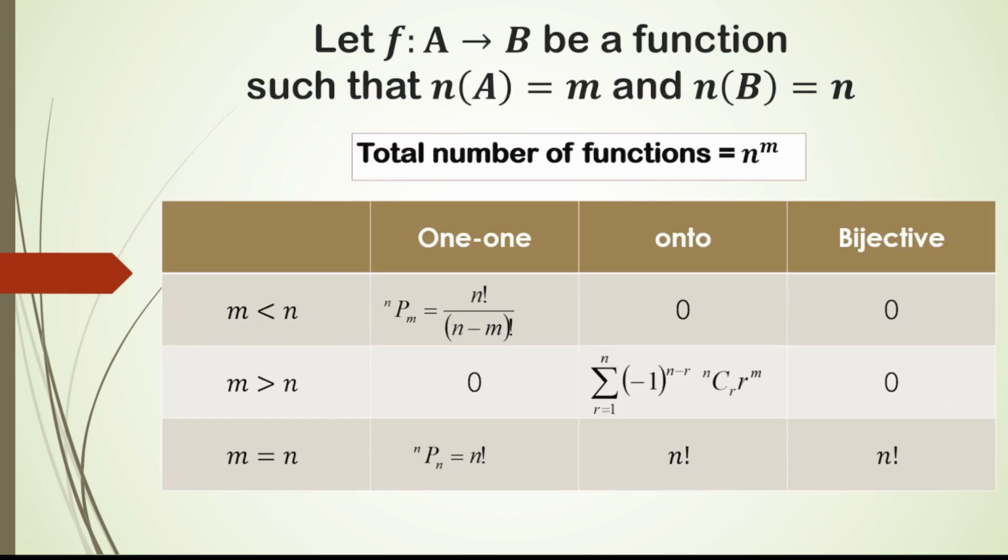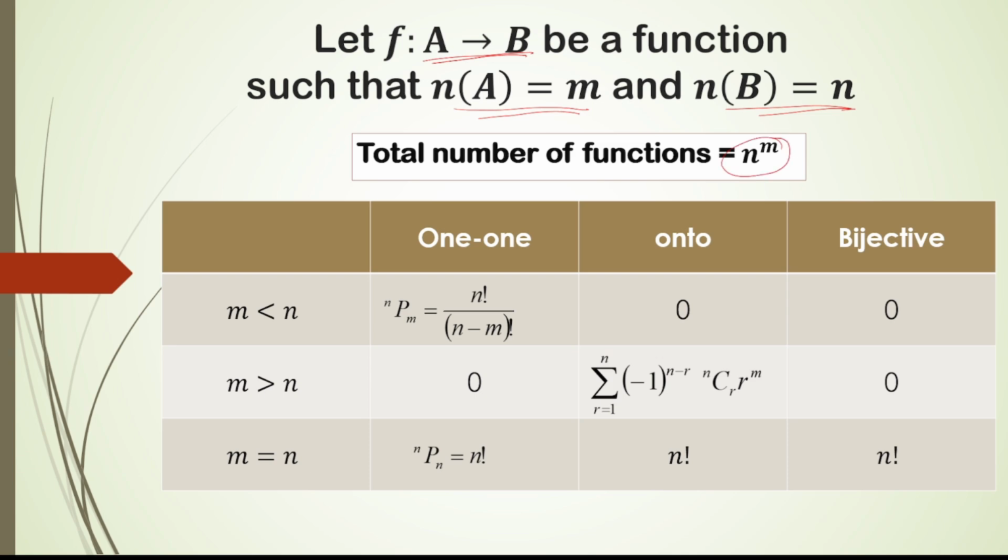Now let us come to the functions. So the total number of functions is given by n power m, if it is defined from A to B, and n of A is m and n of B is n. Then the total number of functions is given by n power m.